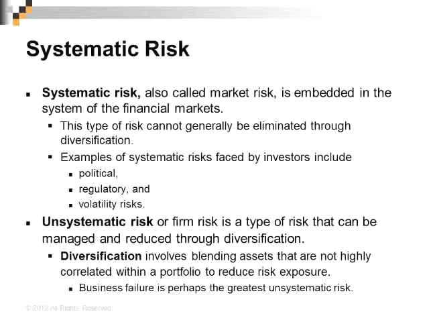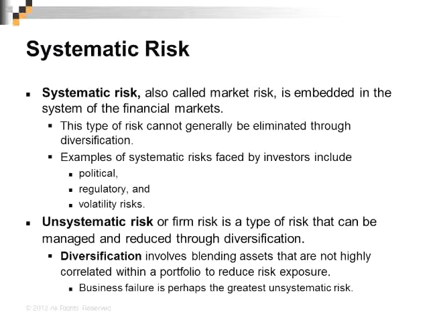Systematic risk, called market risk, is embedded in the system of financial markets. It says we're going to take care of everything in the market. Political risk, regulatory risk, volatility risk, it's all built into the market. And it says it cannot be eliminated through diversification.